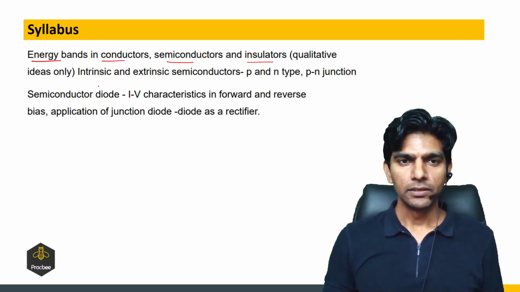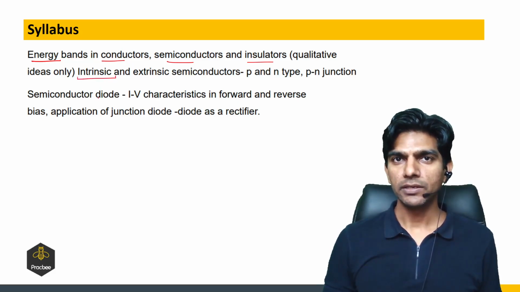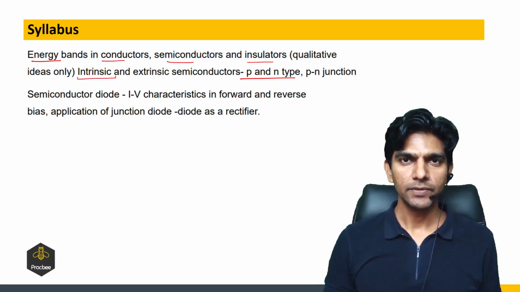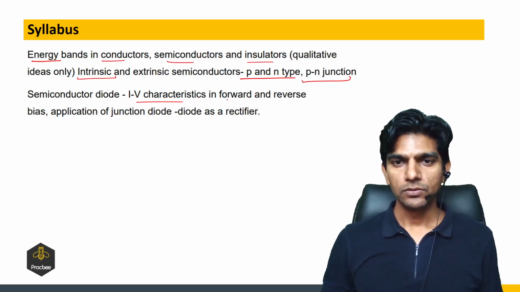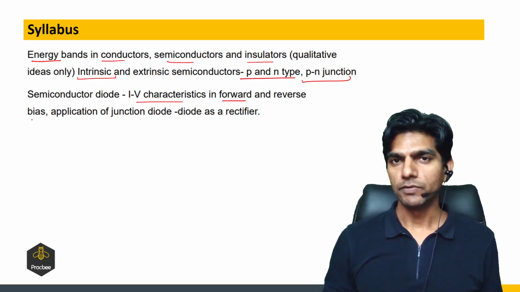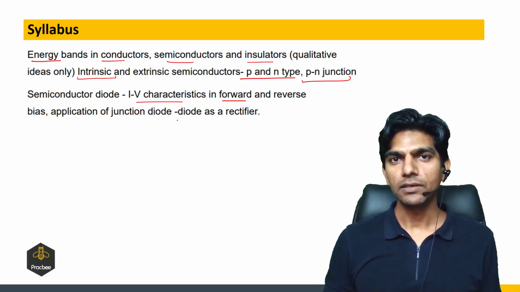all these three. Then we'll see the different types of semiconductors. First we'll study intrinsic semiconductor and then the P and N type semiconductor. Then the concept of PN junction, how it can be formed. And then the IV characteristic in case of a diode, in forward biased as well as in the reverse biased mode. And then the application of junction diode, that is the diode as a rectifier.